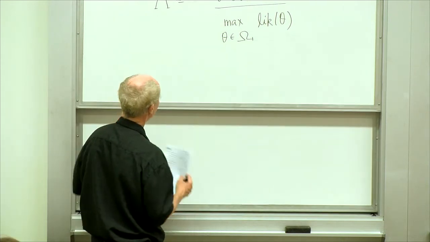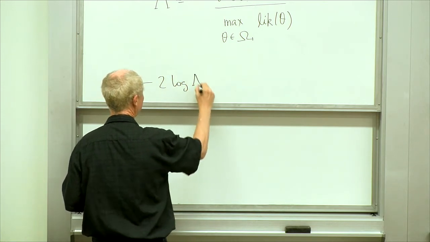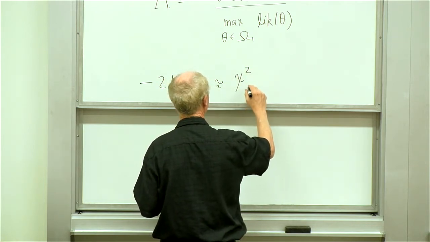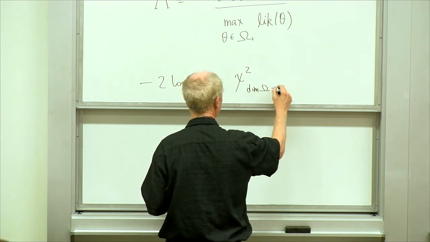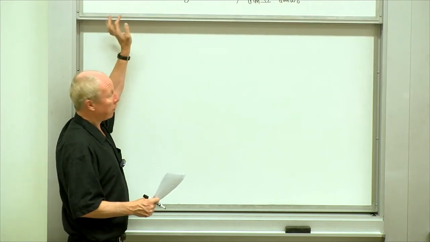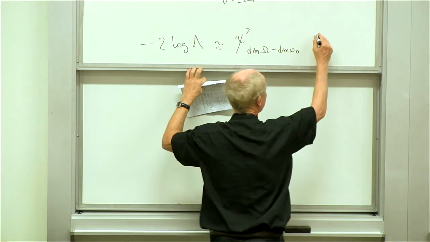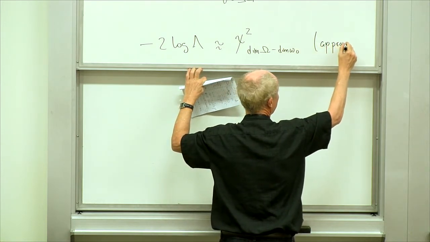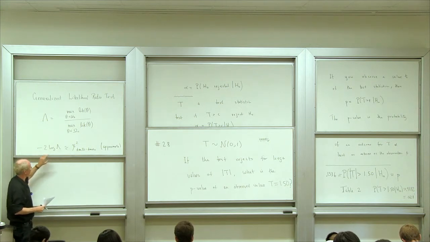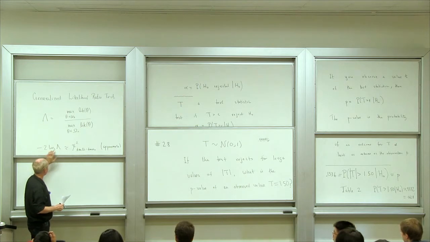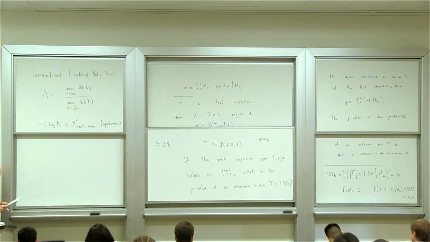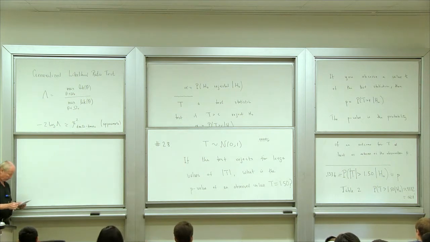Okay, so it turns out that minus 2 log lambda has an approximate chi-squared distribution where the degrees of freedom is the dimension of the parameter set capital omega minus the dimension of the parameter set omega naught. As the number of observations n goes to infinity, the distribution of this gets closer and closer to chi-squared with that many degrees of freedom.